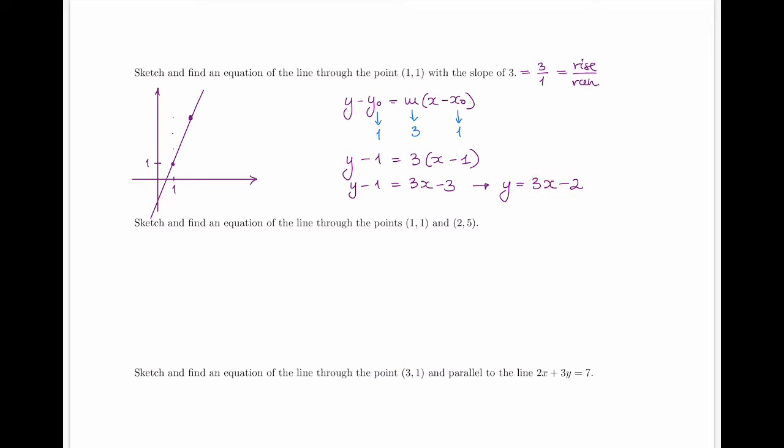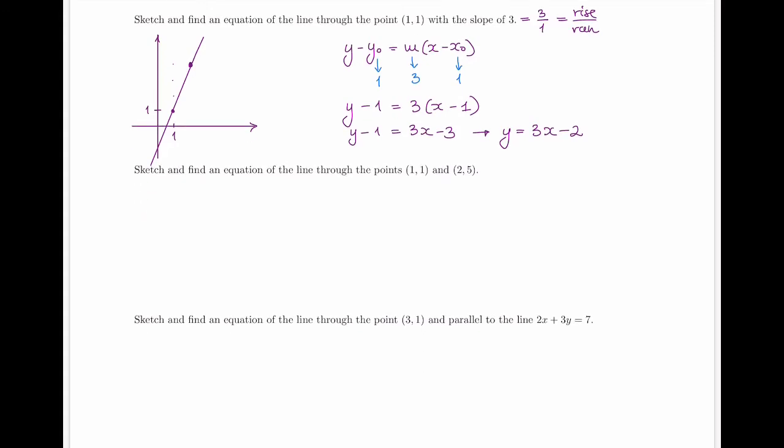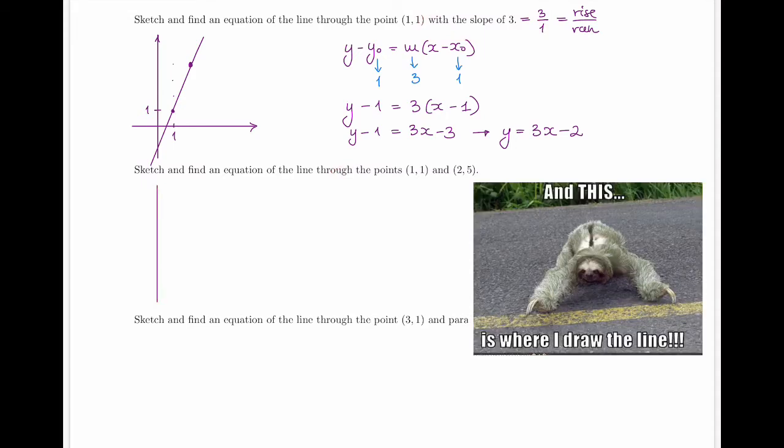Again, my scale is a little bit off on the sketch, but that's okay. Let's take a look at the next example. Find a sketch equation of a line through points (1, 1) and (2, 5). As opposed to the previous example, I am not given the slope, I am given 2 points. So again, before we actually look for the equation of a line, let's sketch a little picture.